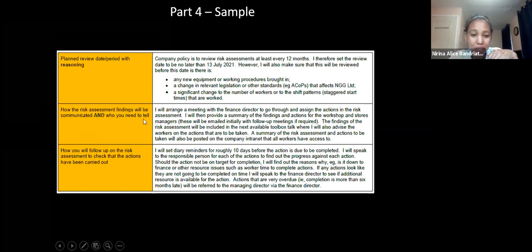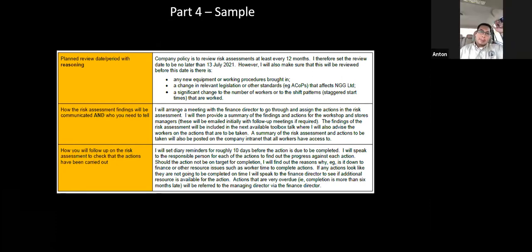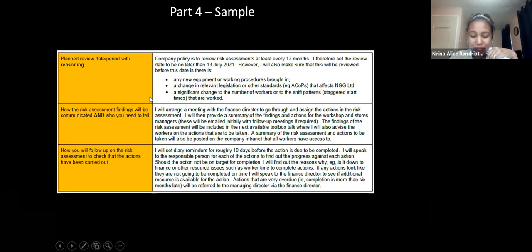And then how will you communicate? Here you talk about who needs to know the risk assessment, and you can communicate it through toolbox or meeting or notice board or any other means of communication. And then follow up. How will you follow up the action? So nothing new for part four. It's not just part four. When it comes to the content, it's still the same content. Like we said, the only difference is how you are going to present the content.